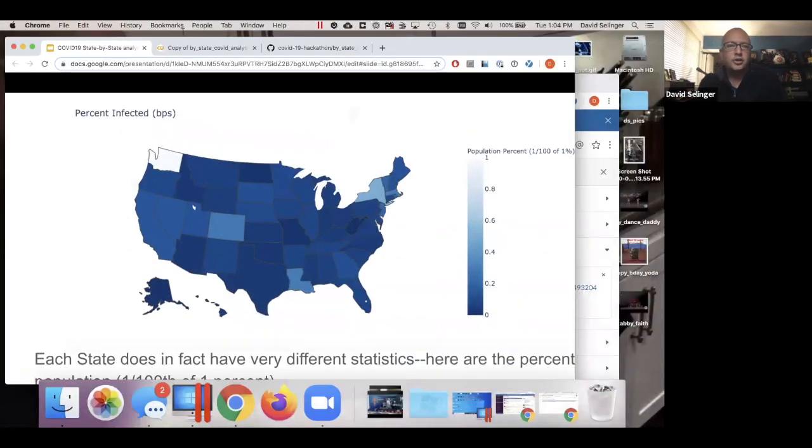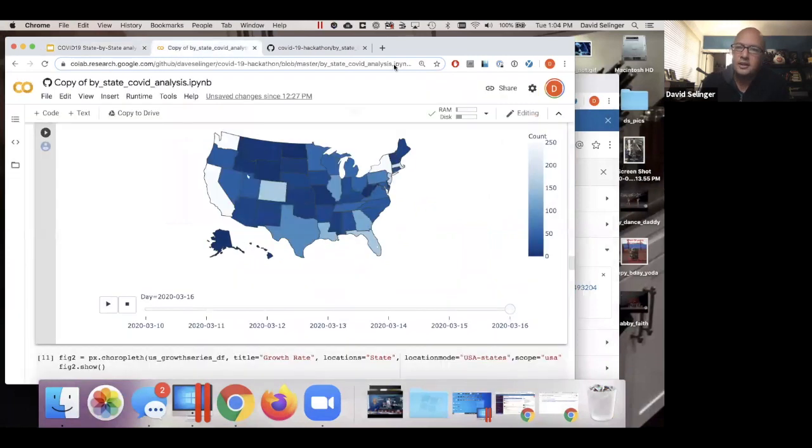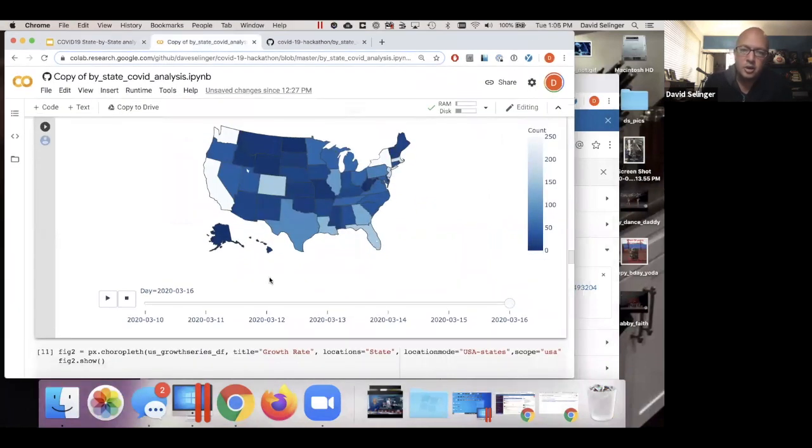To show you the first bit of that analysis, we created a little animation that shows how fast this disease is moving on a state-by-state basis. The color represents how many cases there were. This is on the 10th. There were a lot of states that only had a couple cases 5 days ago, 6 days ago. And here's how fast this thing is changing.